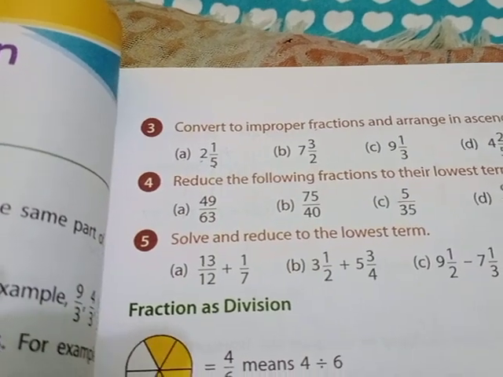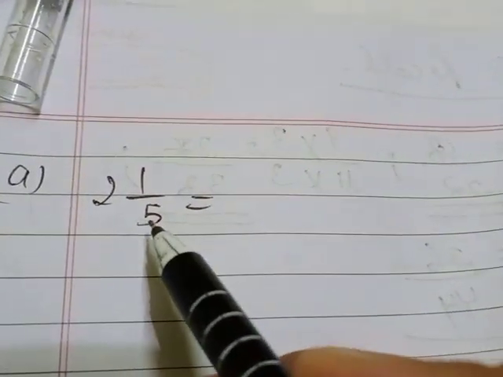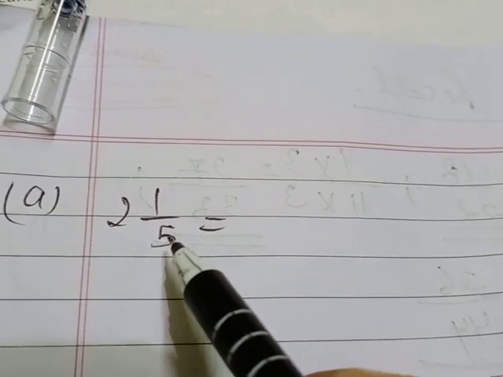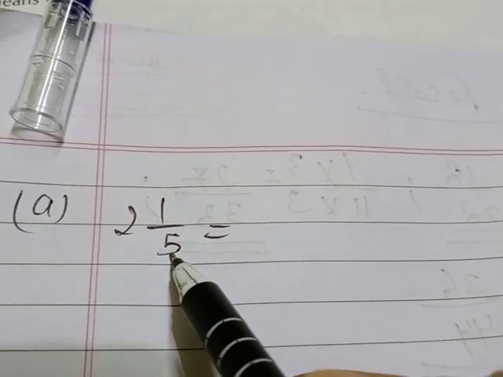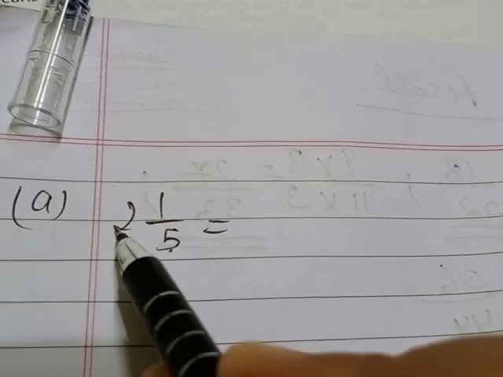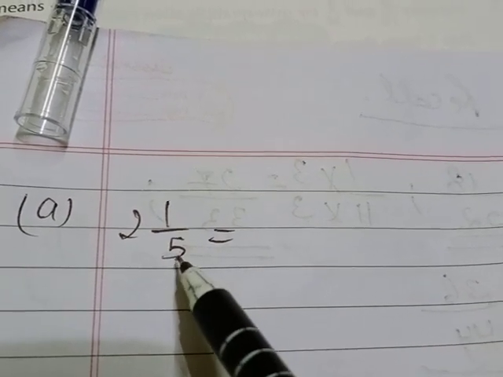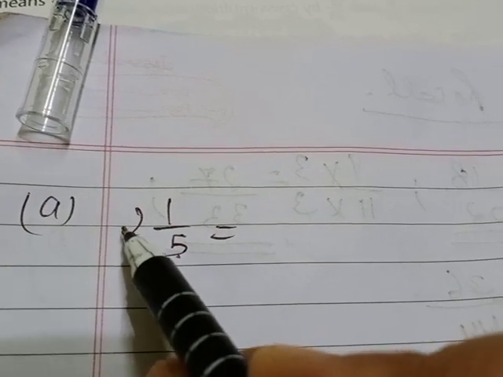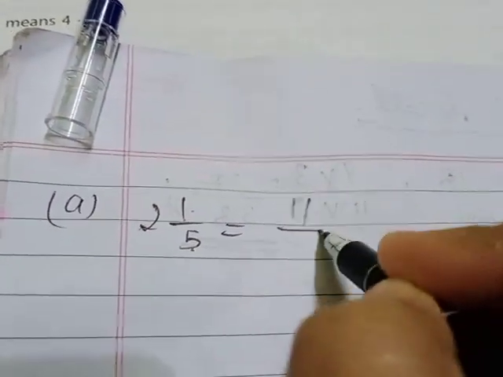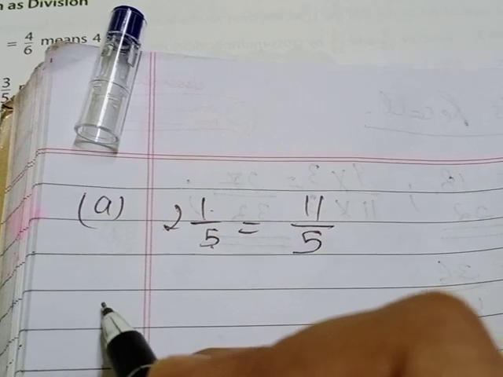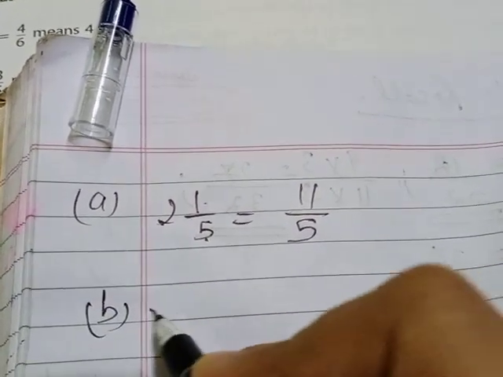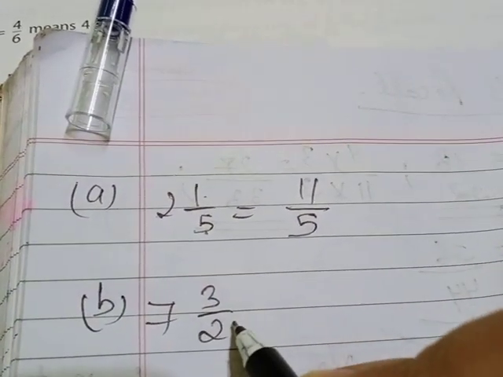So A, it is 2 1 upon 5. When it is given in mixed, how to change it to improper? The denominator we will multiply with the whole number and then we will add 1 to that. 5 into 2, 10. 10 plus 1, 11 upon 5. Clear? Moving ahead with B, it is 7 3 upon 2.